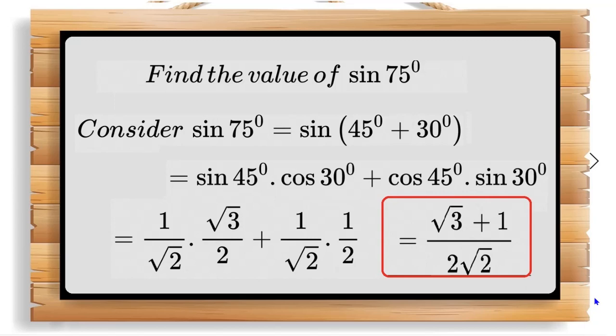If it is 15 degrees, you can write 45 degrees minus 30 degrees, and you can find sin 15 degrees also like this only. Instead of plus, there will be minus, and the final answer will be (root 3 minus 1) by 2 root 2. Similarly, you can find the value of cos 75 degrees, tan 75 degrees.